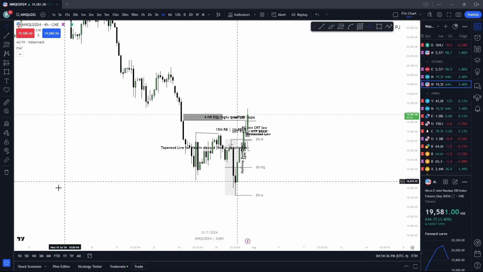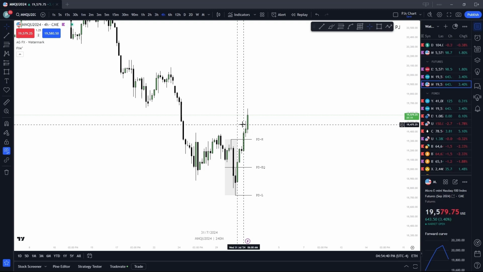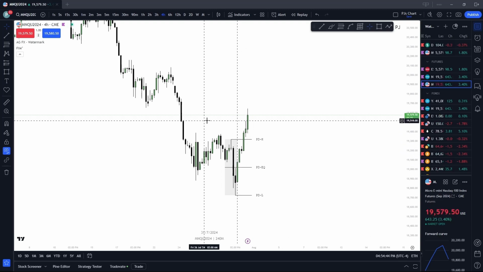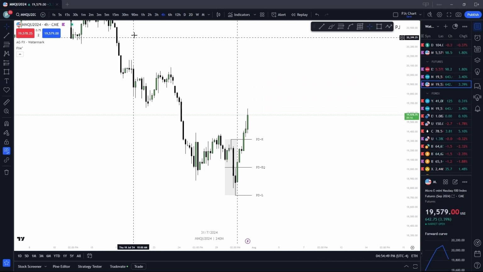We see a long wick, and like we said, we've swapped order flow, and equal highs, at least into this 4 hour FVG for the low-hanging fruit.